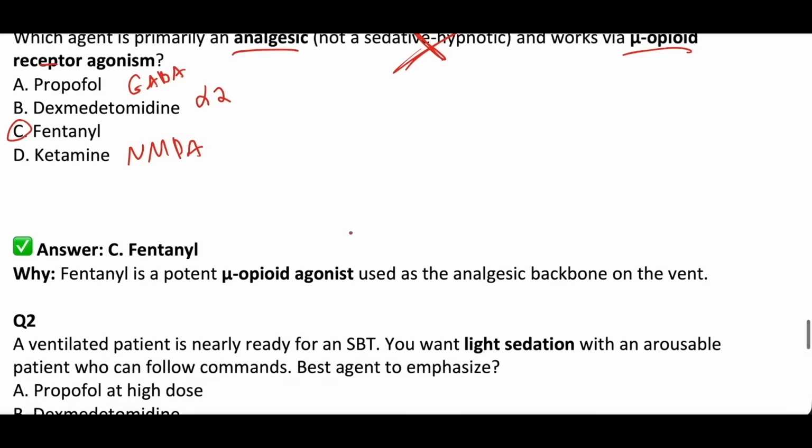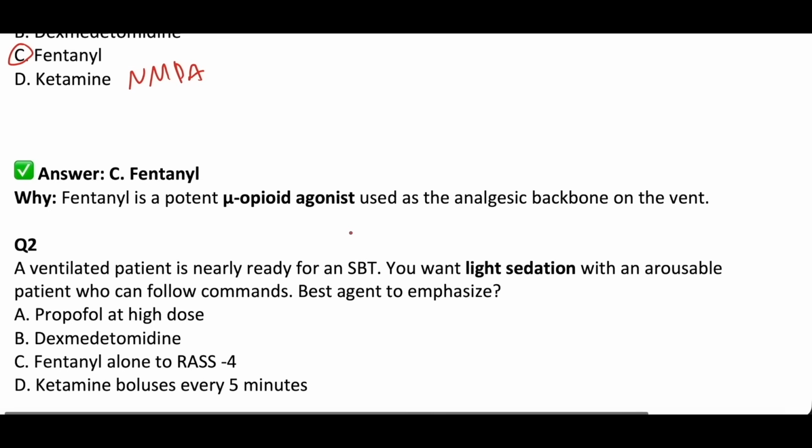Question 2. A ventilated patient is nearly ready for SBT, that's spontaneous breathing trial. You want light sedation with an arousable patient who can follow commands. What agent is the best agent to emphasize for this patient? A, high-dose propofol. B, dexmedetomidine. C, fentanyl alone, titrated to a RASS of -4. Or D, ketamine boluses every 5 minutes.